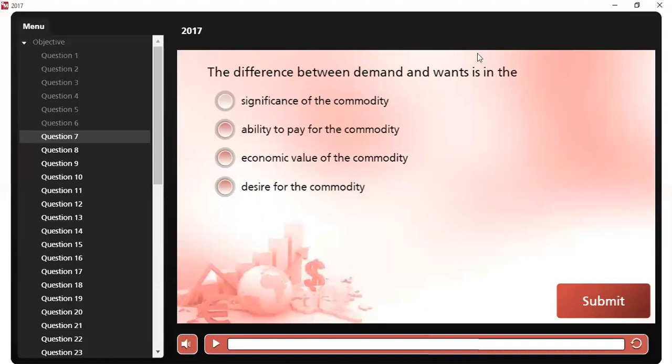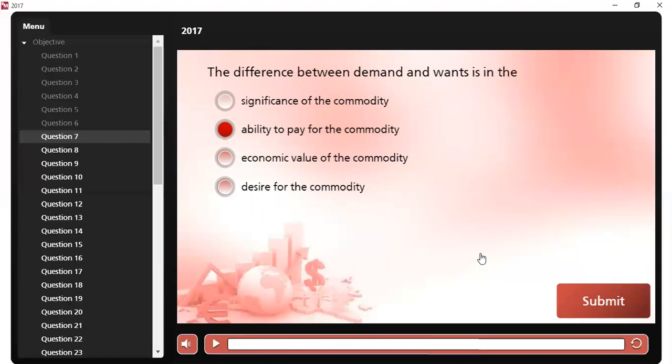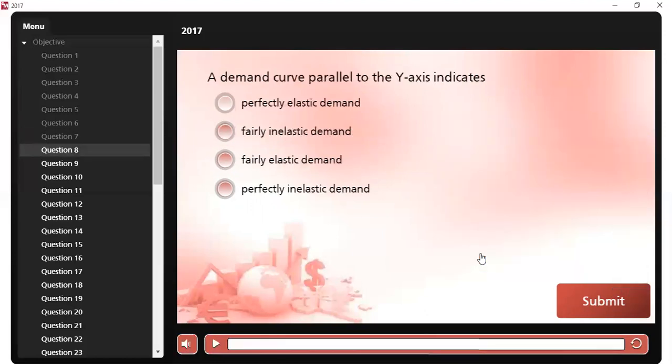The difference between demand and want is in their ability to pay. Okay, so ability to pay. The reason is that while demand is backed up with the ability to pay, want is not. So that is why this has to be the right answer. Okay, let's go over to question number 8.